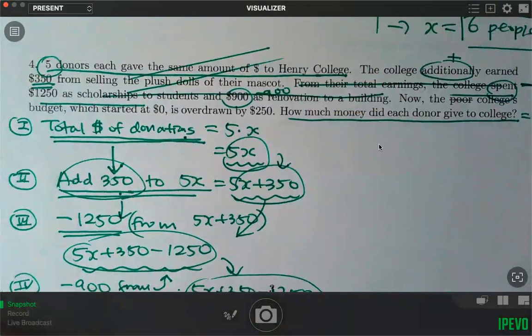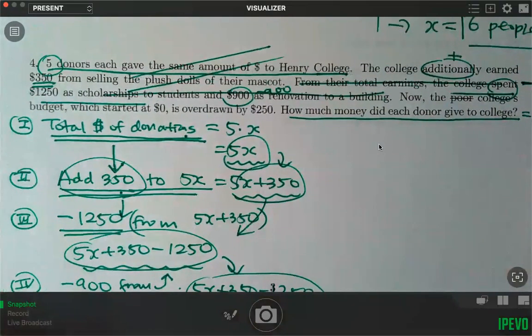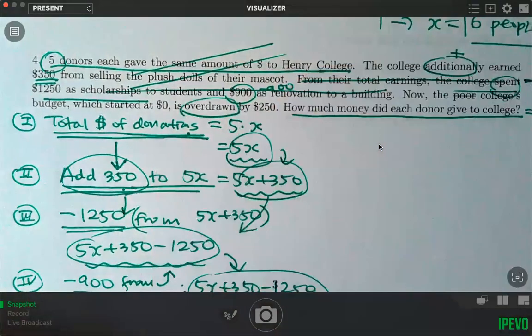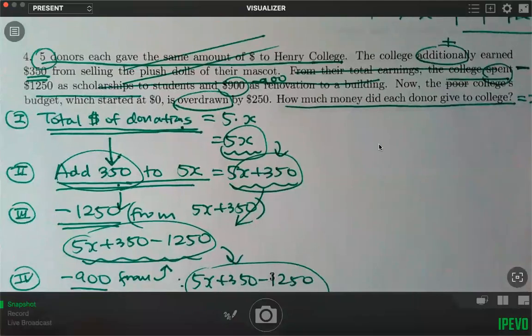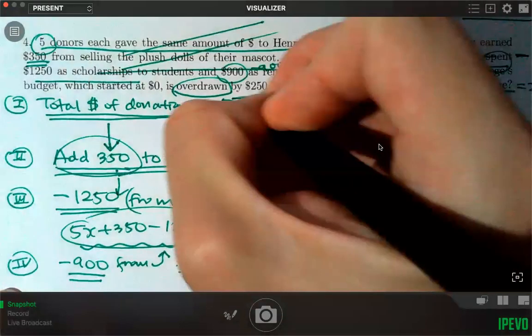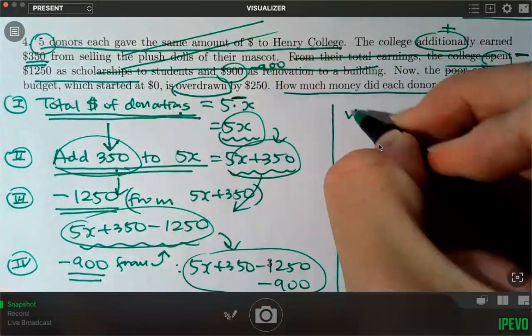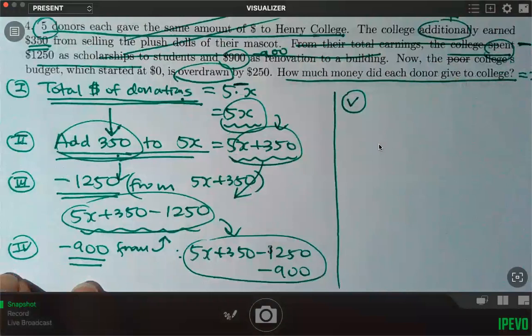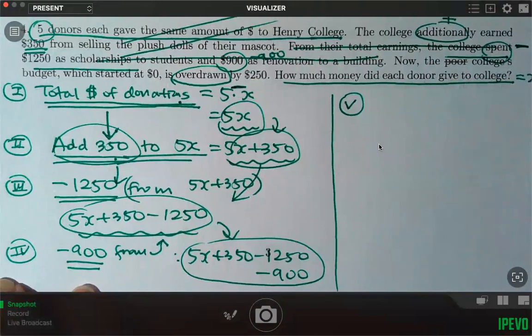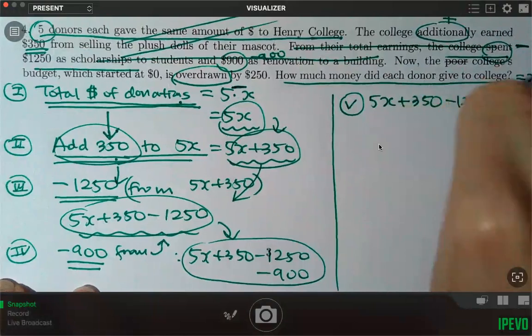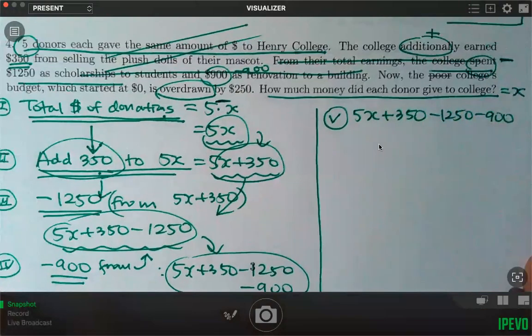So now let's go to the last sentence. The college's budget was 0, but now it's overdrawn by 250. What does overdrawn mean? Negative, right? So now, the last piece. What do you do with this expression? Do you subtract 250? No. What do you do? 5x plus 350 minus 1250 minus 900. And then how do you incorporate negative 250?